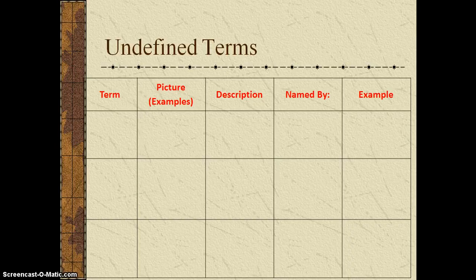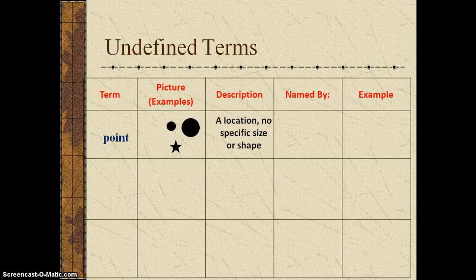So first we're going to start with a point. A point is exactly what you guys would think of. It's just a point on your paper, like this circle right here. Here's more examples of points. The description is that it is a location and has no specific size or shape. So that's why we have a big circle and a star and a smaller circle. A point doesn't have to be a certain size, and it can be any shape. It can even be a star.